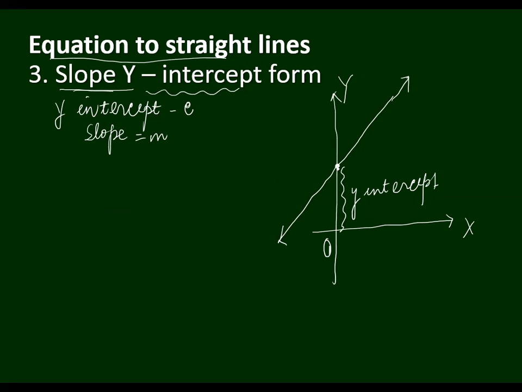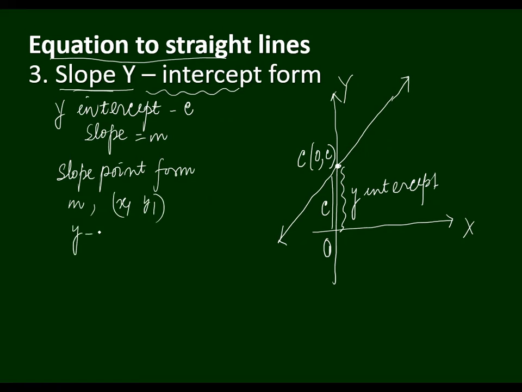So now apply the thinking. If this distance is small c, then this point, if I denote it as capital C, its coordinate will be (0, c). Then I can go to slope point form. What was slope point form? If slope is m and point is (x1, y1), then the equation was y minus y1 is equal to m into x minus x1.